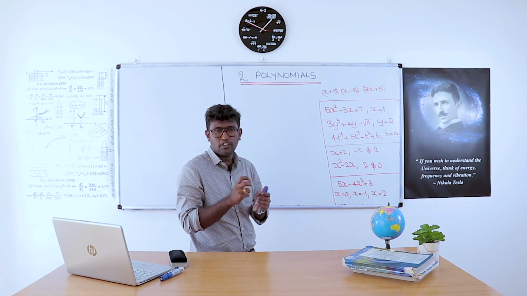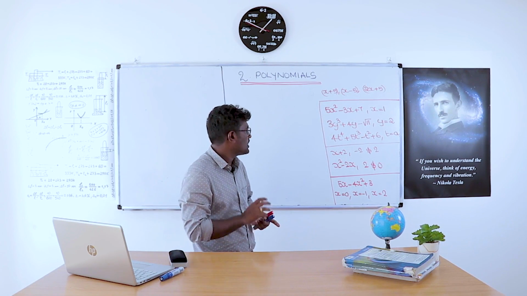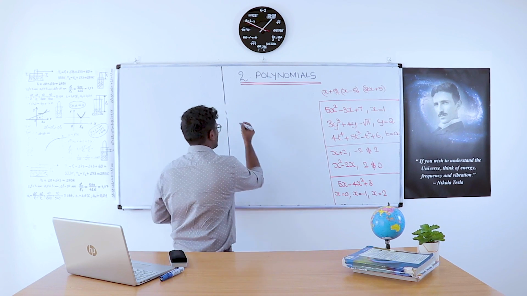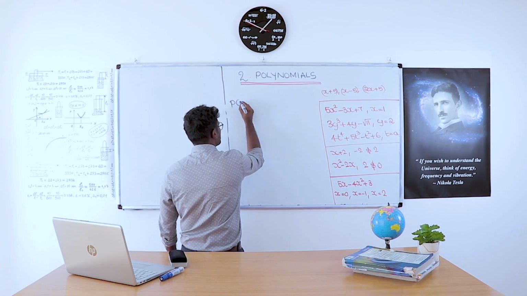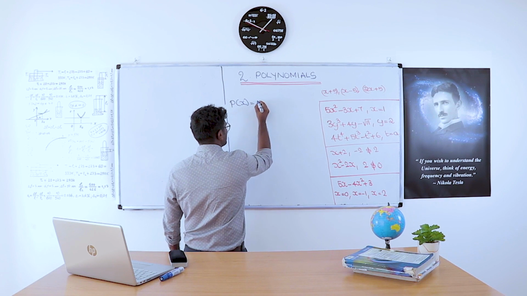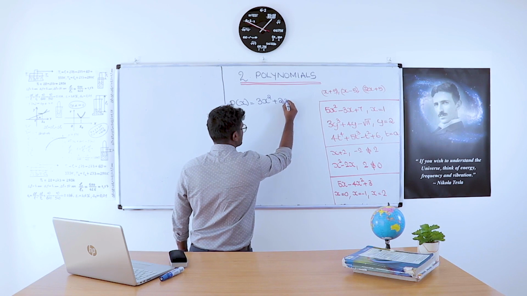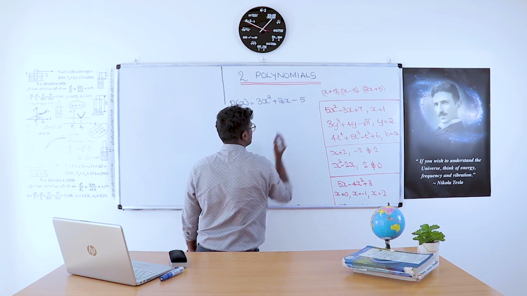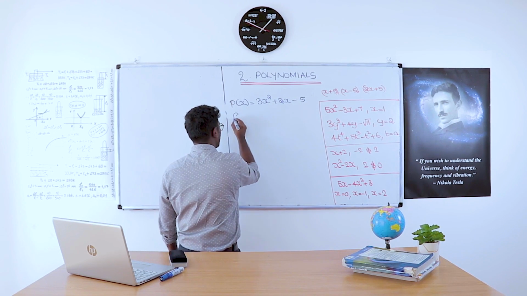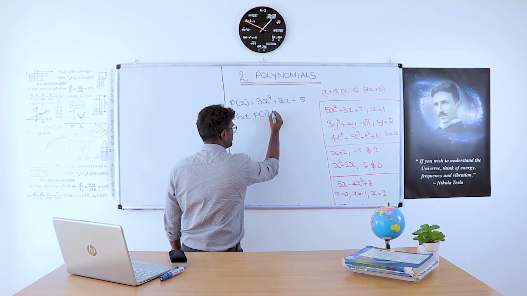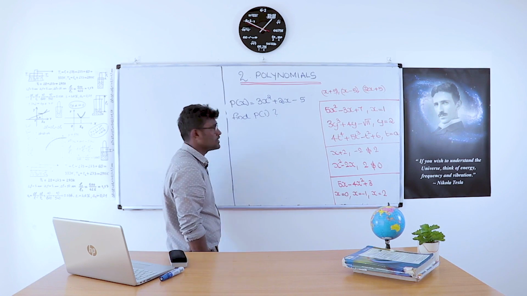So how will you find out the value? First of all, I will write a polynomial such that p of x is equal to 3x square plus 2x minus 5. Find p of 1. How will you find p of 1?